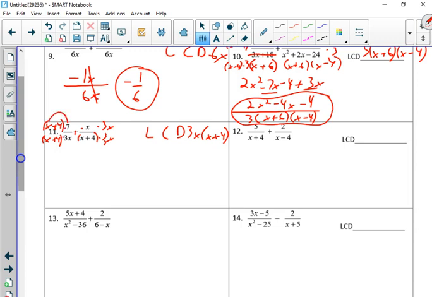So I need to distribute my 7. Remember, this is not 7x plus 4. This is 7x plus 28. Distribute it to both. And then my negative 1x times 3x is going to be minus 3x squared. Now I just reorder it. Negative 3x squared plus 7x plus 28 all over 3x times x plus 4.